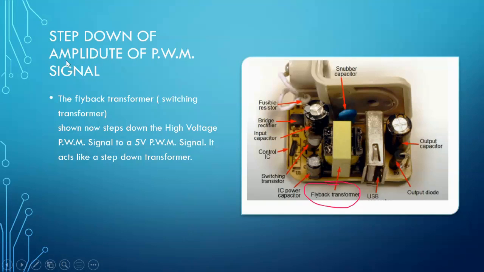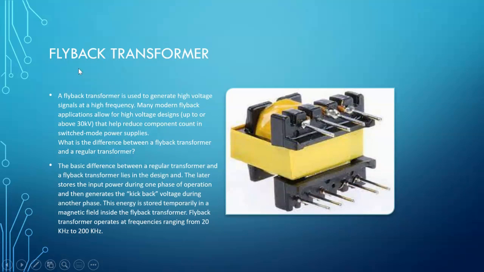Now we have to step down the amplitude of the PWM signal. A flyback transformer, which is a switching transformer, is used for this purpose, which is shown over here, and that steps down the high voltage PWM signal into a 5 volt PWM signal. So what is a flyback transformer?